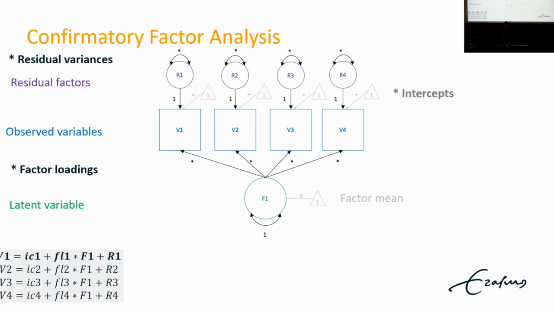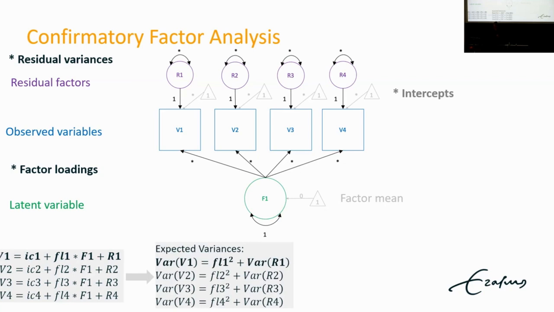So someone's true depressive symptoms score, plus some error term, some residual term. And we have the same for the responses of all individuals on the other items in the model, items 2 to 4. Well, we can translate these regression equations into expected variances and covariances. So what does this model imply in terms of how the variables are correlated with each other and what the variances are, how we can explain the variances of these observed variables.